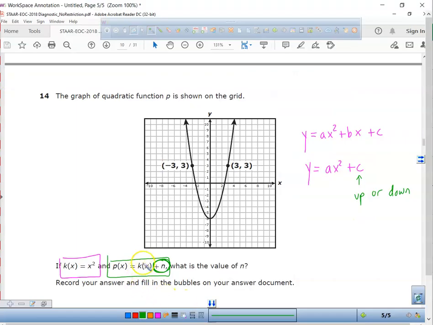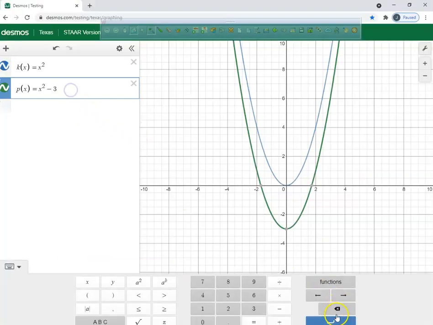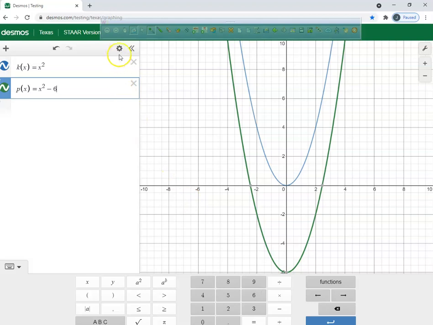Because it's equal to K of x. Now, what is K of x equal to? K of x is equal to x squared. And it says plus an n. Oh, not plus 3. It actually goes down what? 1, 2, 3, 4, 5, negative 6. My apologies. It's going to be minus 6. There we go. Now let's check the table.